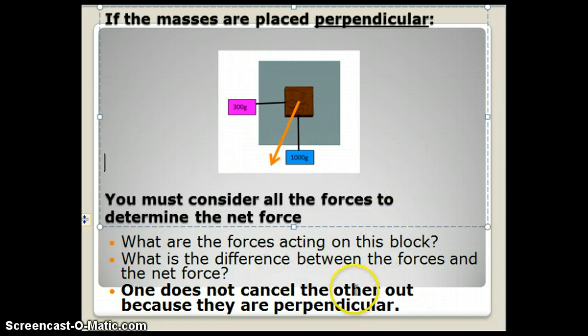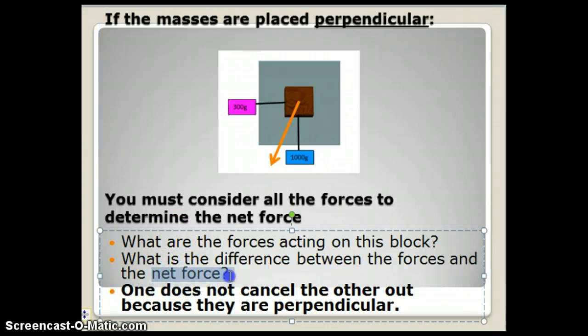So what is the difference between a force and a net force? Well, the 1,000-gram mass is causing a force down, the 300-gram mass is causing a force to the left, but those are forces that can be added together to make the net force. So the net force is always going to be the combination of different forces. Okay, and when they're perpendicular to one another, in this case, you don't think about them canceling out because it's not the same as if they were opposite.